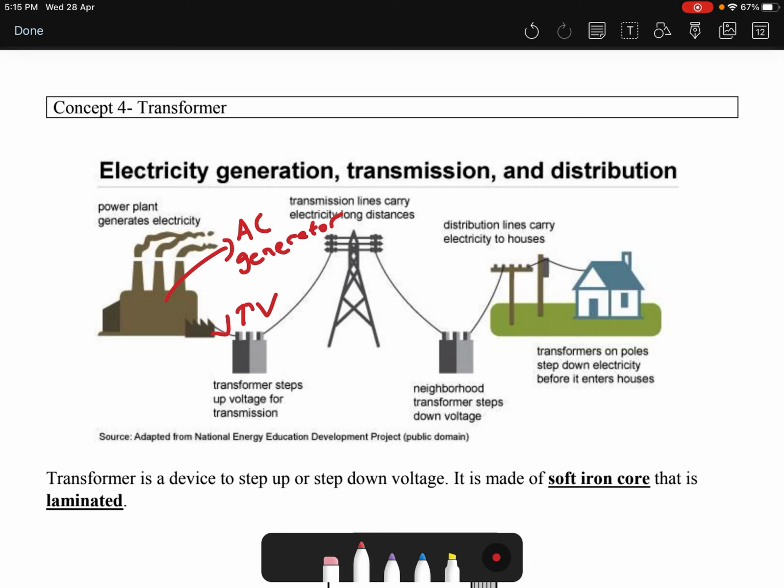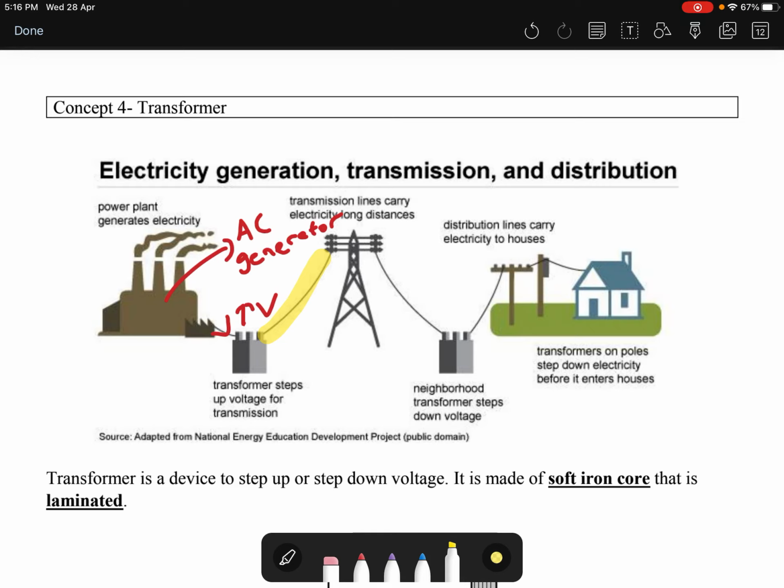Why must I step up the voltage? Because the current flows for quite a distance. If I don't step up the voltage, my current will be high, and if my current is high, the total power loss will be high. So if I transmit electricity at high voltage, I can reduce this power loss.